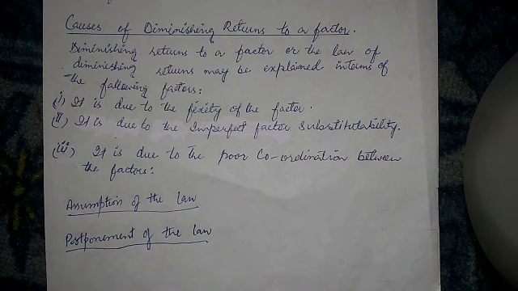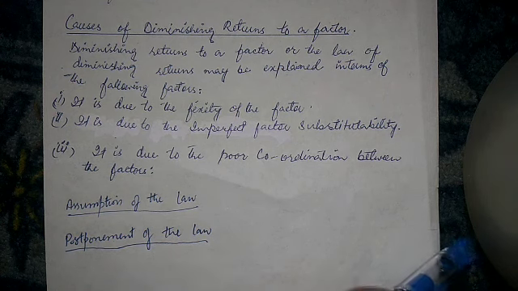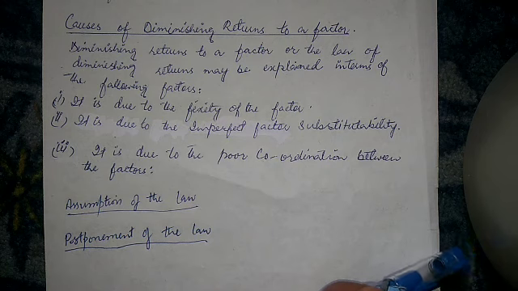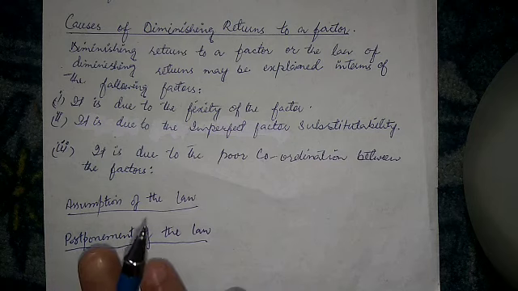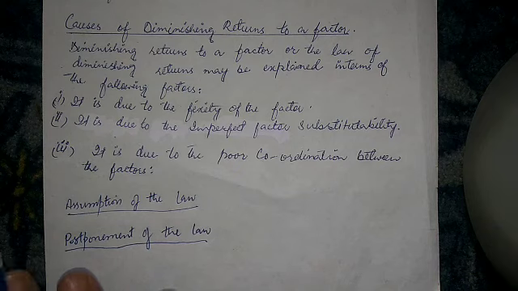So you studied earlier the three stages of production, that the law of variable proportions suggests three stages of production. Stage 1, when marginal product is increasing, is called the stage of increasing returns. Stage 2, when marginal product is diminishing, is called the stage of diminishing returns. And stage 3, when marginal product is negative, is called the stage of negative returns.